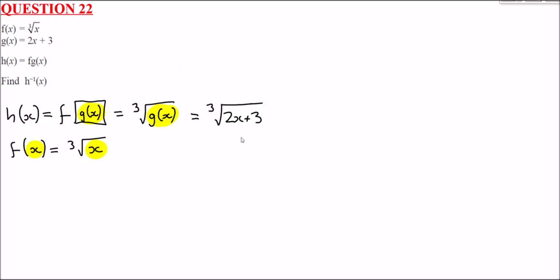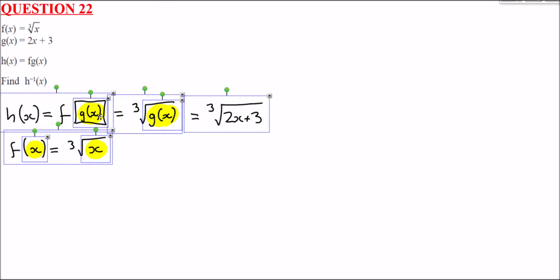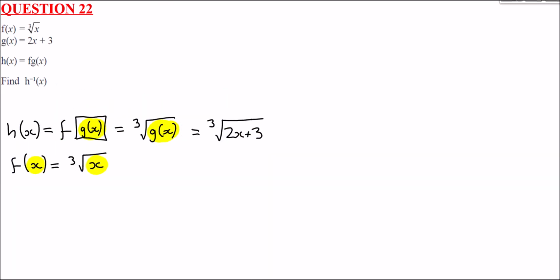So we're almost done now. We've done the hardest part by far. I'm just going to write this on its own line and say, therefore, we know that h of x is the cube root of 2x plus 3. But of course, we don't want h of x, we actually want h minus 1 of x. So how do we find the inverse? Well, we can do it in just 2 steps.